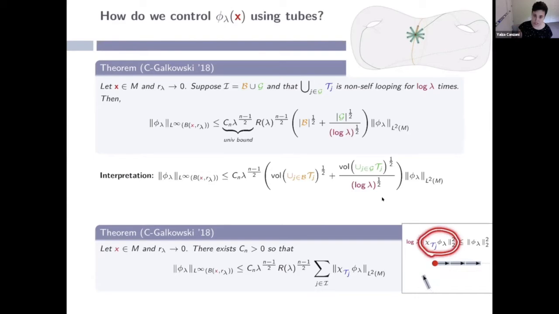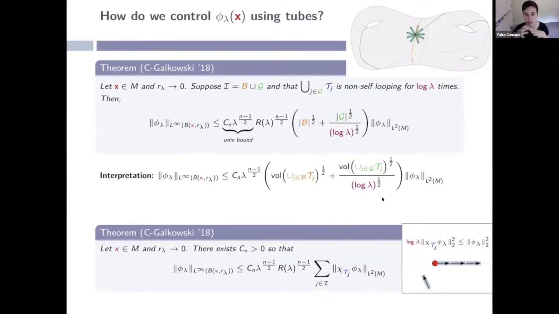The mass of a single beam, you're going to control it by the total L2 mass now divided by log lambda. And this is why you can get this log lambda improvement from the masses of the good tubes. So this is what you do with the entire family of tubes that is good. All of them, you flow them out and they are going to give you this logarithmic improvement.